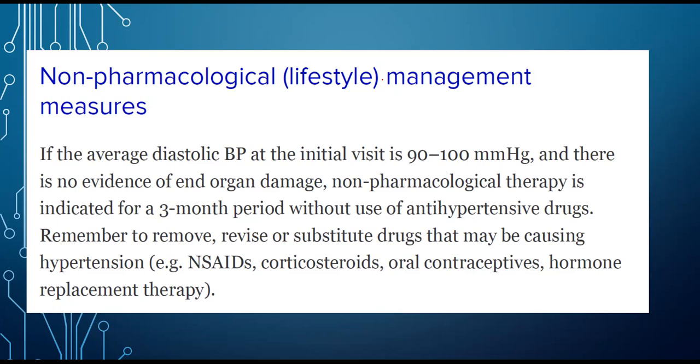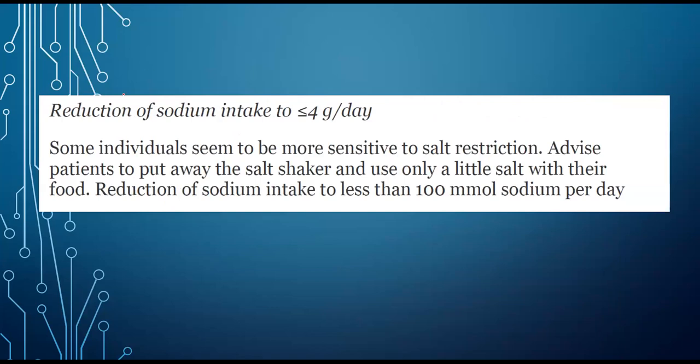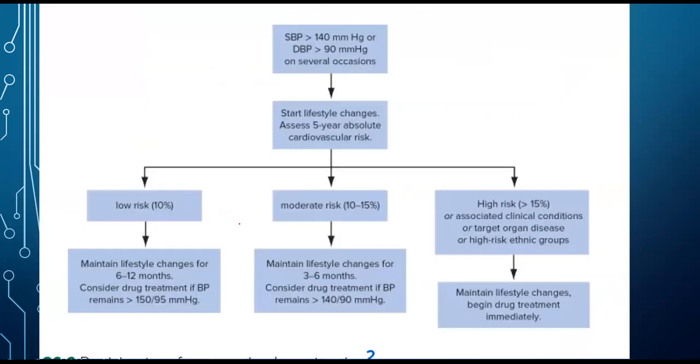Now the management of hypertension, as I said, most of the time initially you can just start the patient with a lifestyle modification for at least 1 to 3 months. The behavioral techniques that we advise, the best option is reduction of weight. With every 1 kilo of body weight lost, blood pressure will drop by 2.5 millimeters systolic. So that's a good one. And apart from weight reduction, excessive alcohol intake should be reduced, reduction of sodium or salt intake, then some others like stress, smoking, all of the other things.